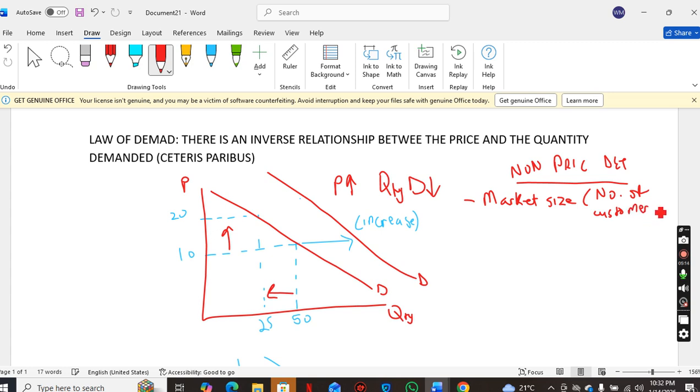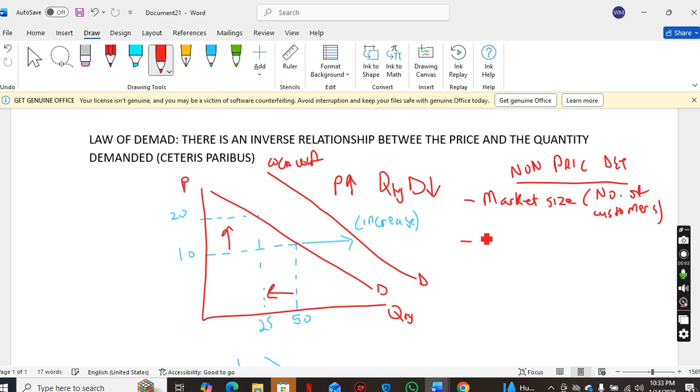Okay, if the number of customers increase, it means more people will be buying the good. Okay, let's look at this demand curve. Let's say this is the market for soft drinks. Let's say Coca-Cola. This is the market for Coca-Cola. If more people start buying Coca-Cola, meaning number of customers have increased, demand will increase. If less people buy Coca-Cola, then demand would drop. So number of customers is one factor.